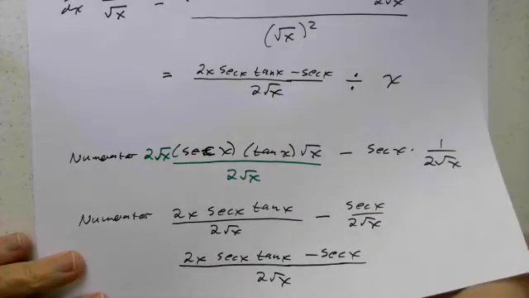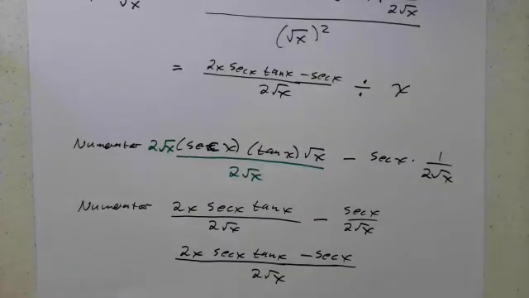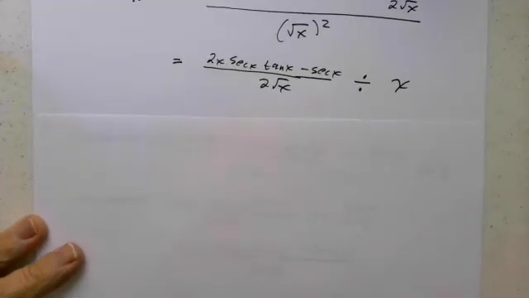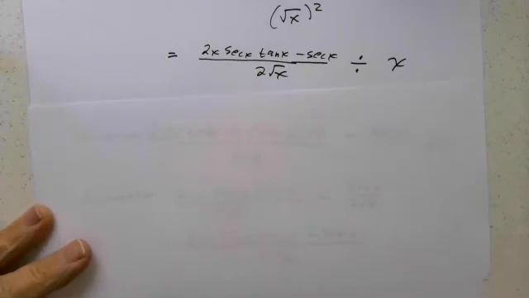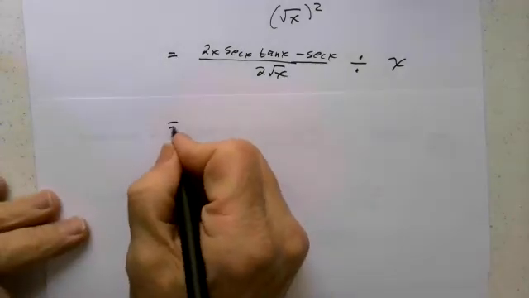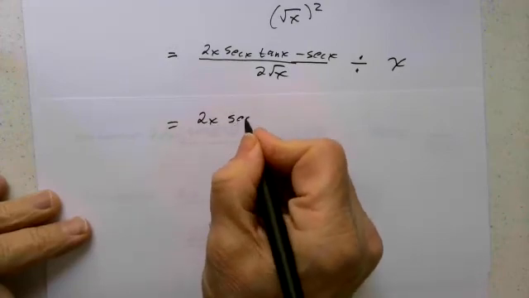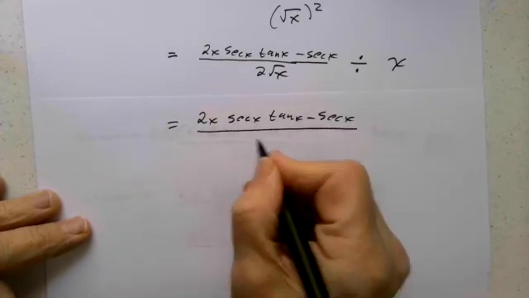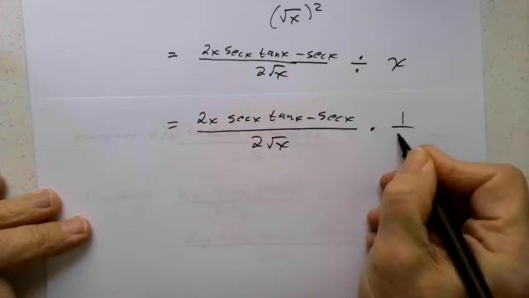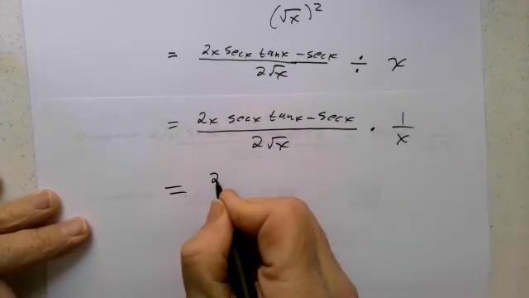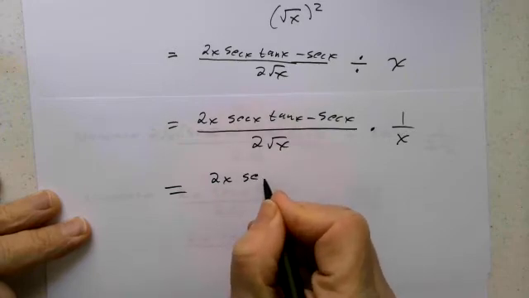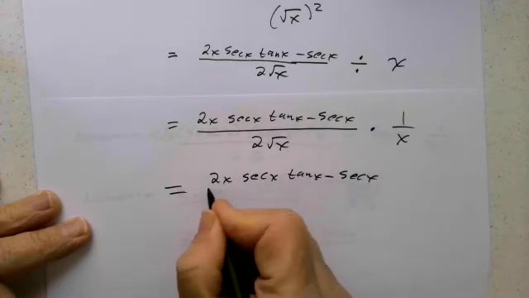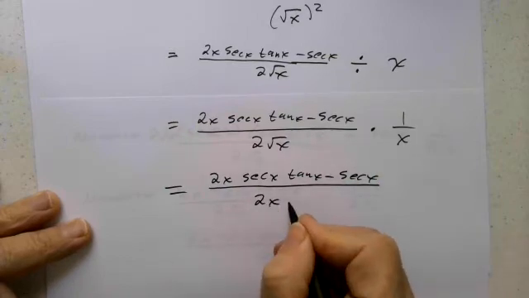So where does this go? Well, divided by x is, of course, the same as times 1 over x. So this becomes equal to 2x sec x tan x minus sec x over 2 root x divided by x, which is the same as times 1 over x. And then we can finish this with 2x sec x tan x minus sec x over 2 root x times x, 2x root x.